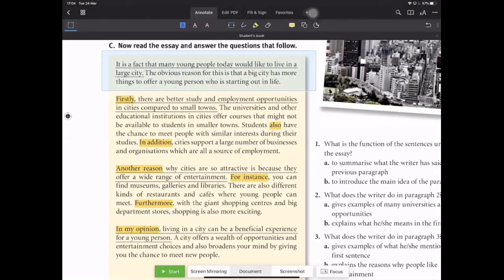It is a fact that many young people today would like to live in a large city. The obvious reason for this is that a big city has more things to offer a young person who's starting out in life.